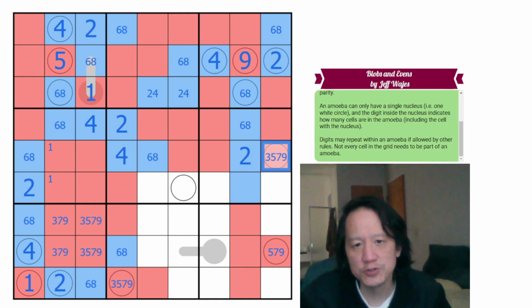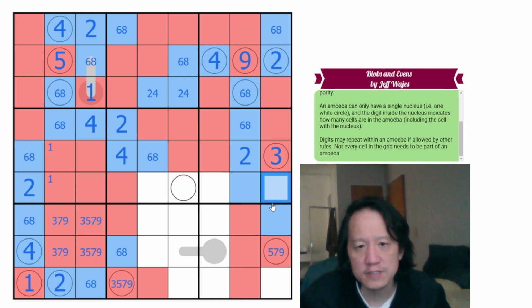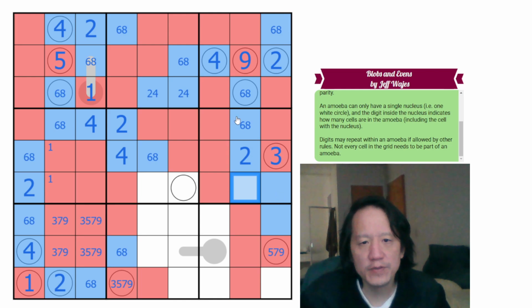So that's not allowed. So this has to be 3, which means these two are even because this is 3 already in size. So these two are even. Therefore, we have 6 evens. We have 4 evens in box 6 now. This has to be odd. Therefore, this is 1, 2, 3, 4, 5, and 6.